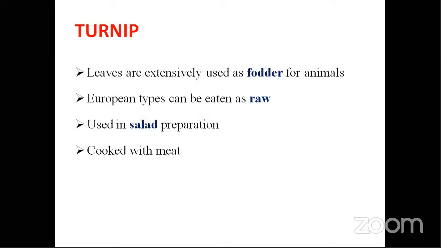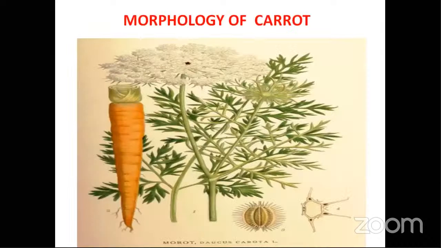Nextly, coming to turnip, which is also extensively used as fodder. So whatsoever it is, if you're not eating it, then the animals will eat it. The upper portion goes for fodder purposes, and mostly the other cooking characteristics are not very specific ones.